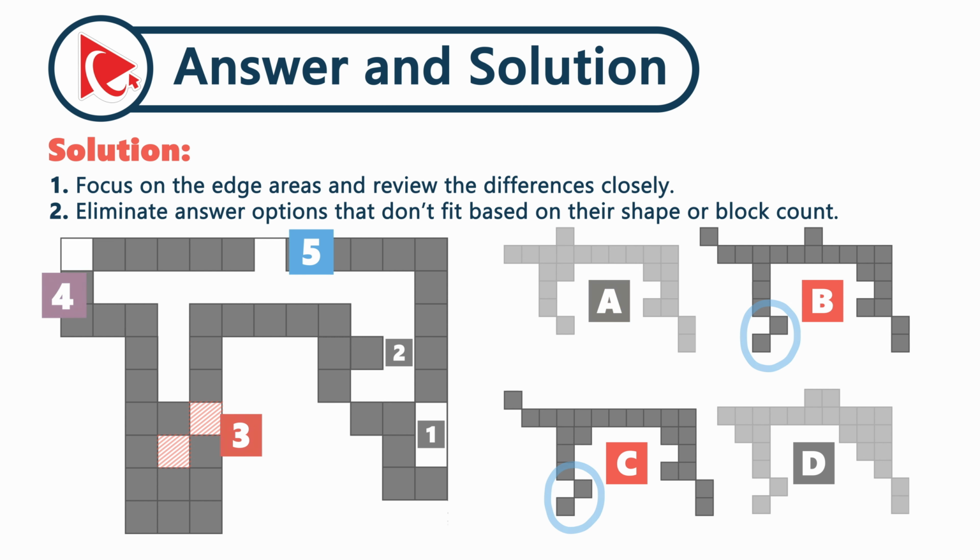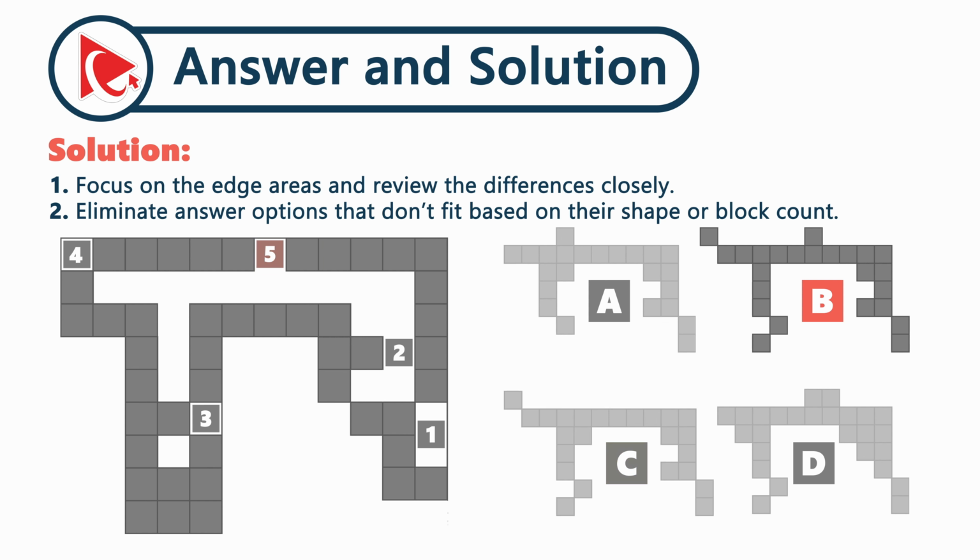choice A. Edge area 4 has 1 missing block, but unfortunately it's not helpful because this pattern still exists in choices B and C. Well, our last hope is the edge area 5. Let's see if it's gonna be helpful. And voila! I think we're getting closer to the right answer because now we can eliminate the choice C.